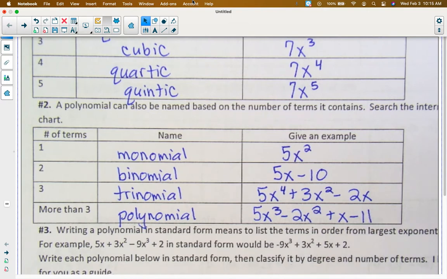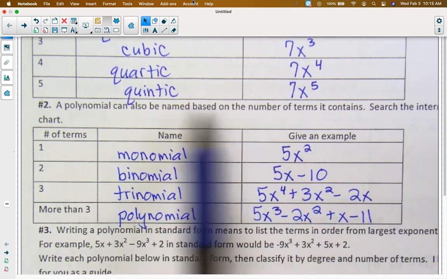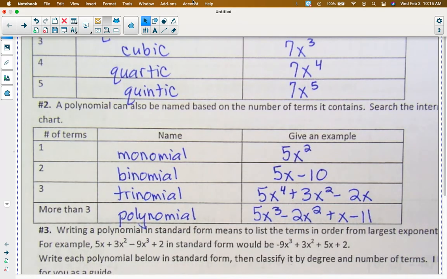So there's two different classifications. We can classify by the degree, which would be words like constant, linear, quadratic, cubic, quartic, quintic, or we can classify by the number of terms: monomial, binomial, trinomial, and polynomial. So there are some different ways that we can do that.